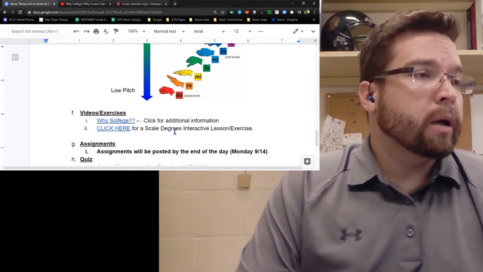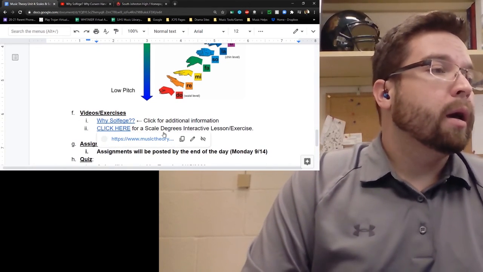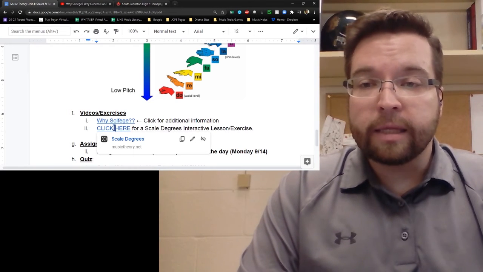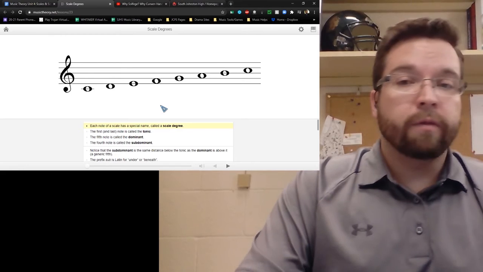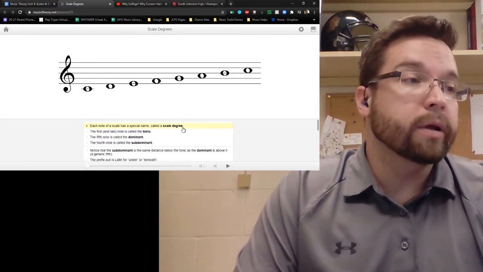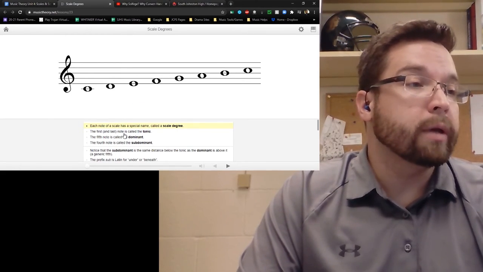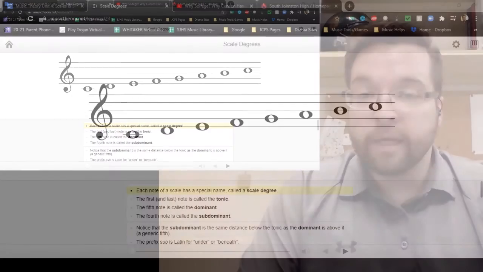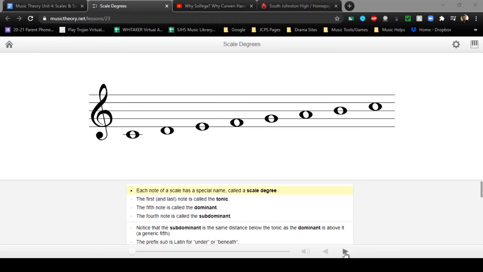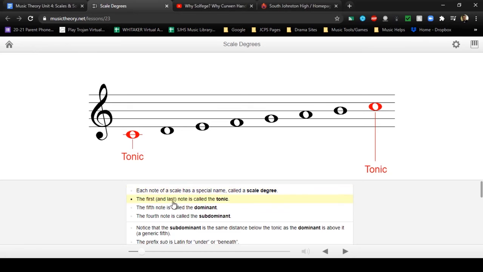Okay, so let's learn about scale degrees. If you'll click inside the second link inside your document, this is an interactive lesson on the scale degrees. So if you go step by step through each one of these, you can also click these arrow buttons down here at the bottom. Let me take it full screen so you can see it. You can click through these arrows down here at the bottom, or you can click through each section here.